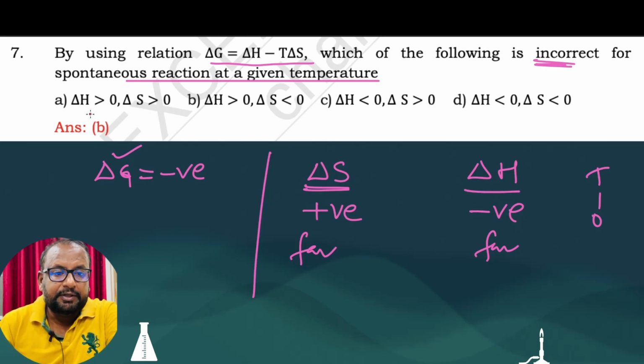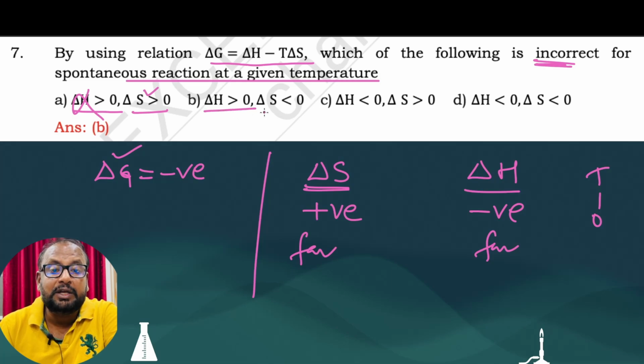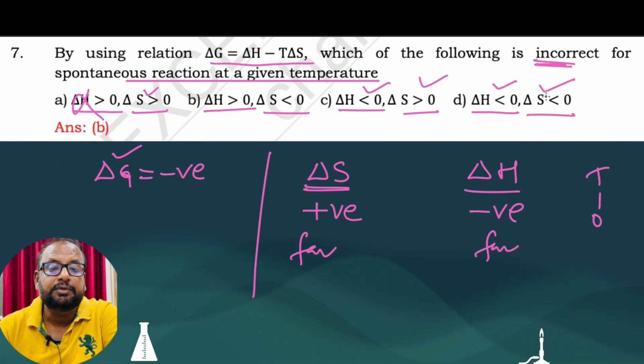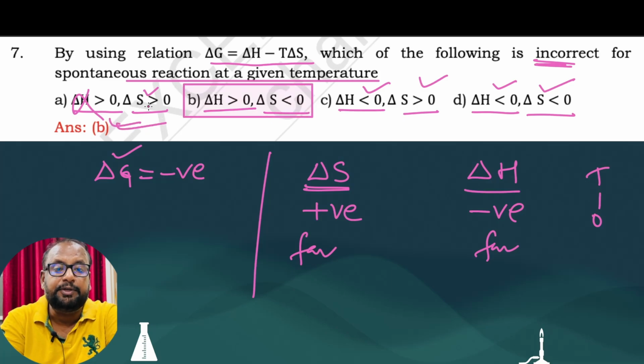So first we will see here. Here delta H is given as positive and delta S is also given as positive. If both of them are positive, delta H is non-favorable and delta S is favorable. Here delta H is negative, delta S is positive, so this is correct. And delta H is negative, delta S is also negative. So option B looks like the incorrect option. That's why the answer is B.